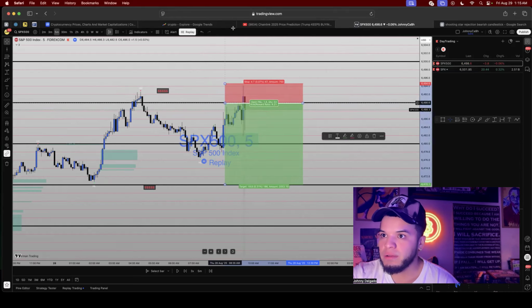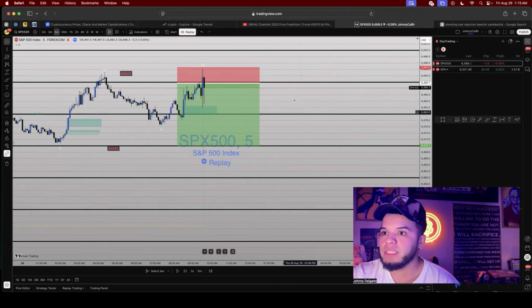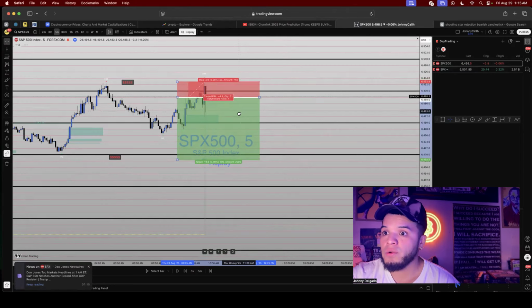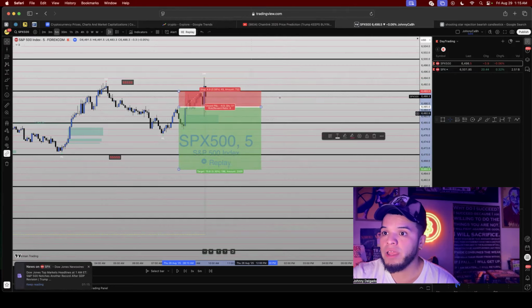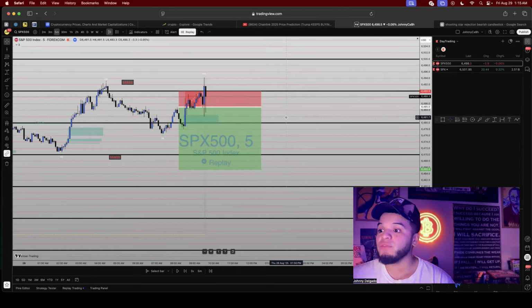Actually, screw it. Let's say the big impulsing move happens and you get in right here. Dude, you just hit stop loss. That's why you must wait for the retest. Because if you don't wait for the retest, your A+ setup is going to hit stop loss.